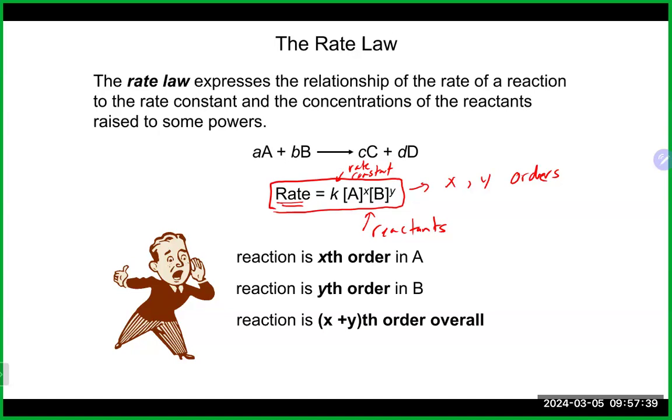Also, the orders are typically found experimentally. They are not necessarily the coefficients that you see in the balanced equation. So we do not use the coefficients for those exponents, the X and the Y. We actually find them experimentally, as we will see, which means usually you'll be given a table, a bunch of stuff you use to calculate those orders.